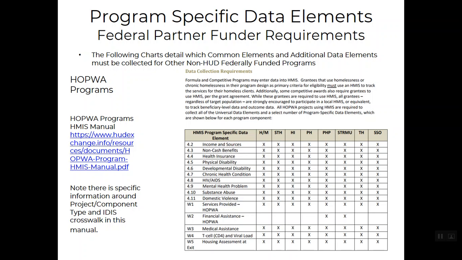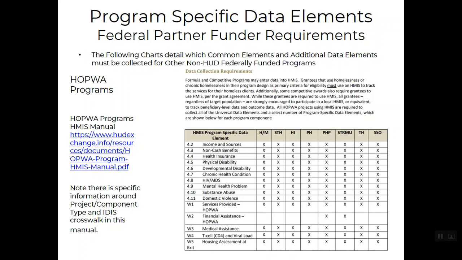Grantees that use homelessness or chronic homelessness in their program design as primary criteria for eligibility must use an HMIS to track the services for these homeless clients. Additionally, some competitive awards also require grantees to use HMIS per the grant agreement. While these grantees are required to use HMIS, all grantees, regardless of your target population for your program, are strongly encouraged to participate in the local HMIS or the equivalent to track beneficiary level data and outcome data.